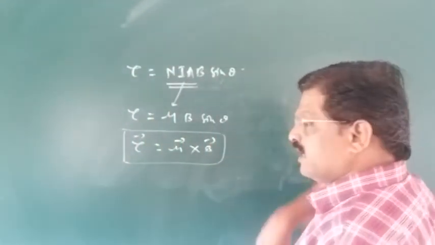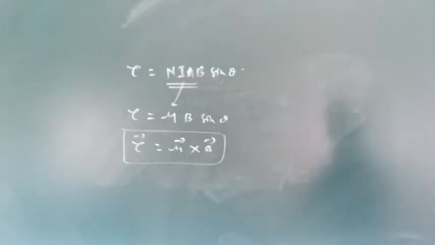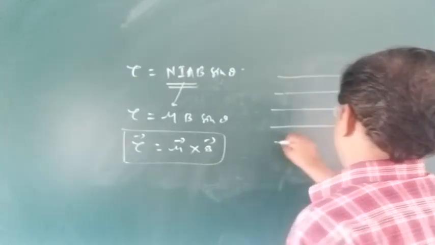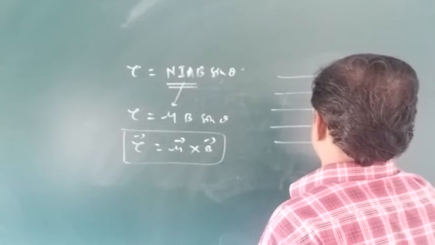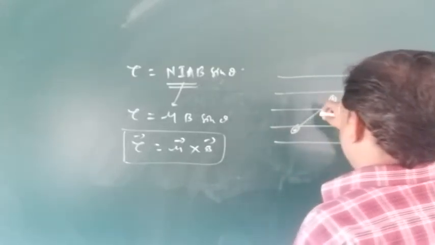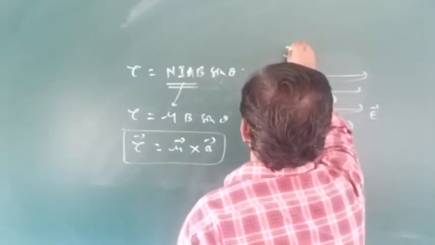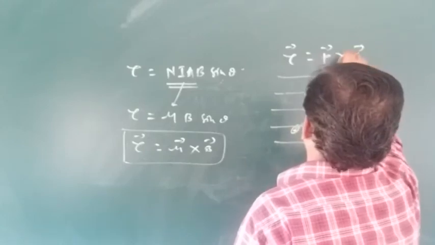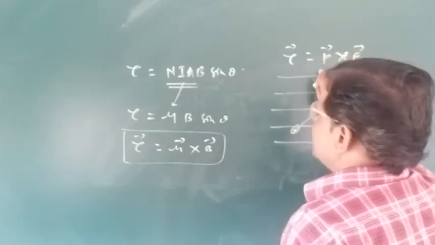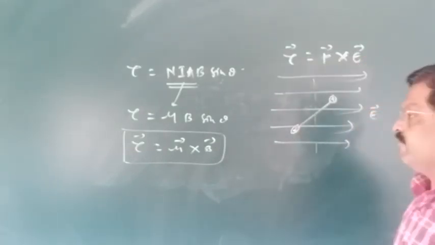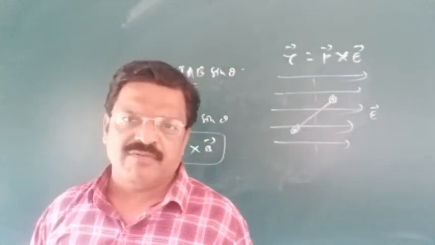Now, an electric dipole kept in an electric field. In 11th standard we learned about an electric dipole kept in a uniform electric field. Suppose this is a uniform electric field and an electric dipole is kept in such an electric field, then it experiences a torque, and that torque is equal to P cross E, where P is the electric dipole moment of the electric dipole and E is the electric field. So we have got here two similar equations.